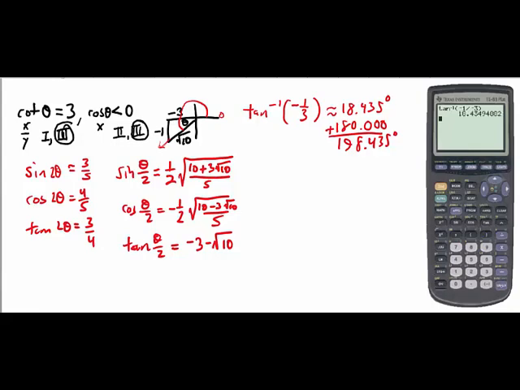And this will give me the answer of 18 degrees. And I add 180 to that, and that will obviously give me 198.435, and I round it to the third decimal there.